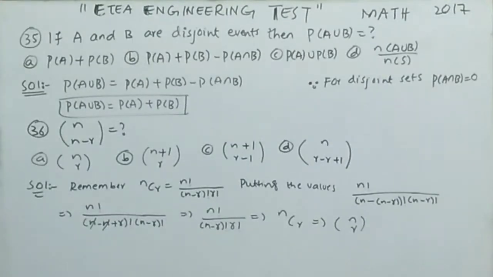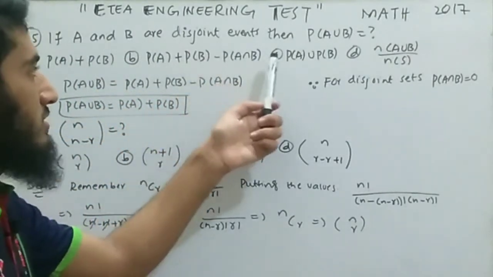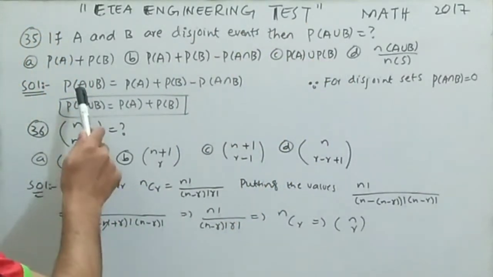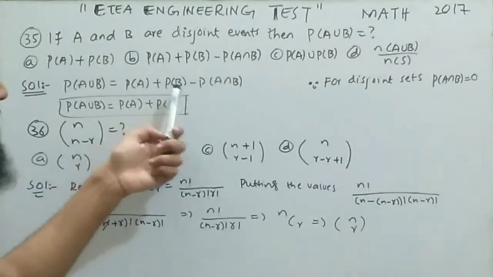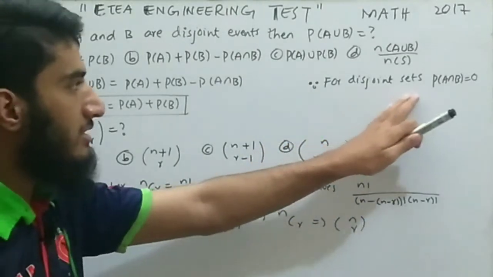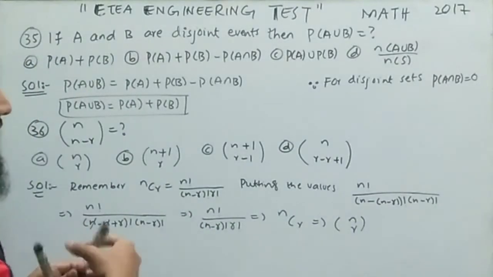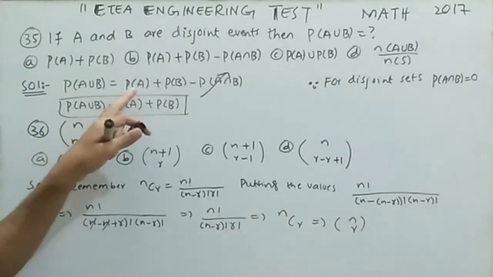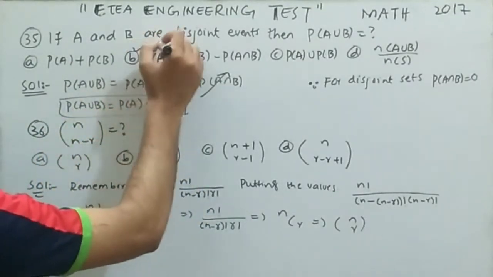Now move to the next MCQ, MCQ number 35. It tells that if A and B are disjoint events, then probability of A union B will be, 4 options are given. Remember, probability of A union B is always equal to probability of A plus probability of B minus probability of A intersection B. Remember that for disjoint sets, probability of A intersection B is always equal to 0. So we will neglect this term because this is equal to 0. So we are left with probability of A union B is equal to probability of A plus probability of B. So the required and desired answer for this MCQ is option number B.